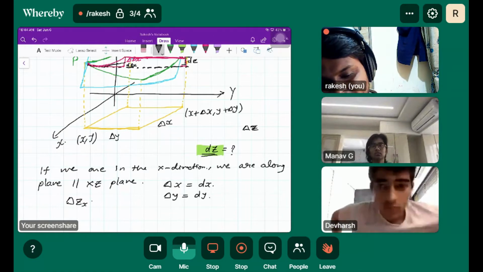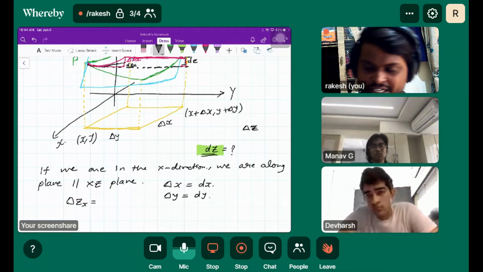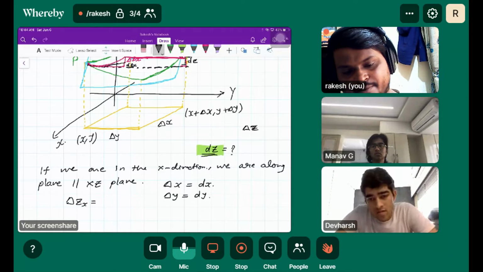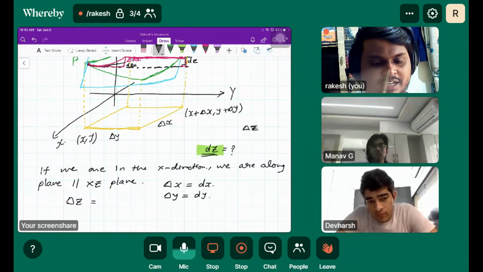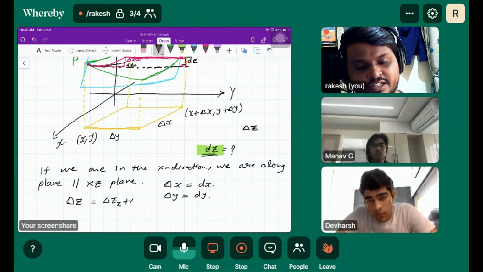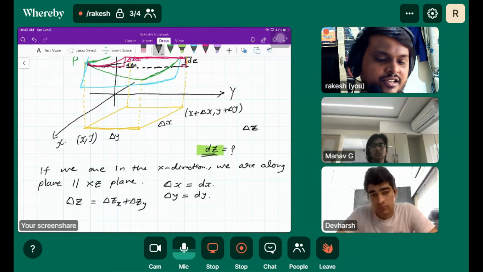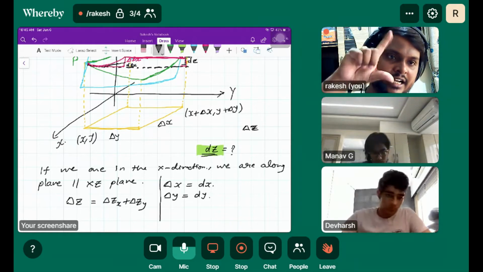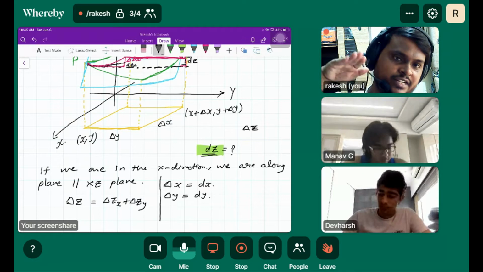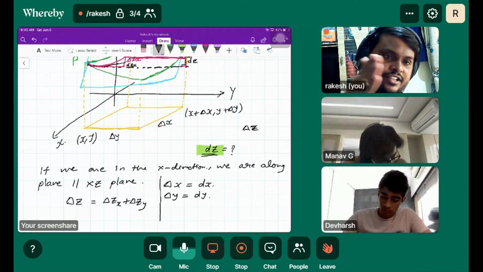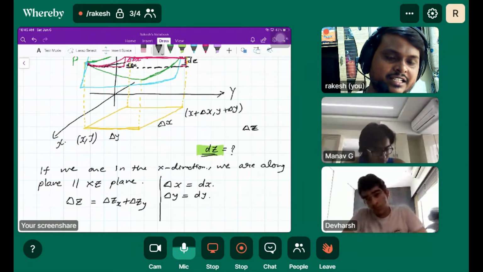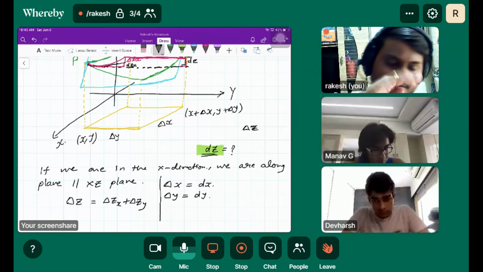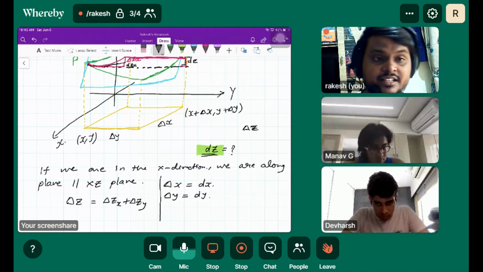So if I ask you what is delta z, what would be delta z? There are two components, one along the x-axis, one along the y-axis. So delta zx plus delta zy, is it clear? The total height we have bifurcated into two directions, one along the x-axis, the other along the y-axis. So delta z is the complete rise in the curve, that is delta zx and delta zy.